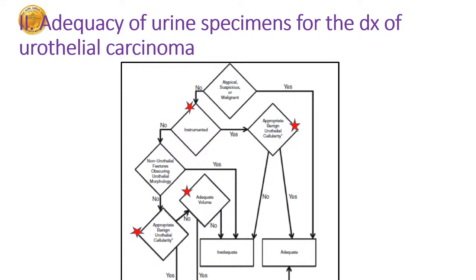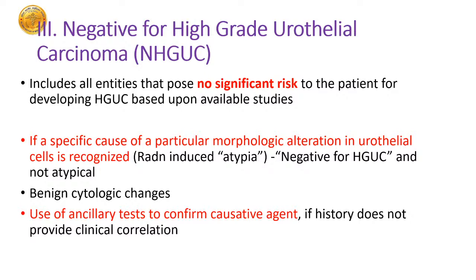So just highlighting the same, this is an algorithm which says that if you have atypical, suspicious or malignant cells, it automatically becomes an adequate sample. Then if you have an instrumented sample, if you have appropriate benign urothelial cellularity, it becomes adequate. And if you don't have it, that is, if you don't have 2 urothelial cells per 10 HPF, or you have less than 2600 cells, it becomes inadequate. Similar for adequate volume. If the volume is not adequate and you don't get adequate cellularity, you say it is inadequate. So this is just an algorithm of the adequacy of the urothelial carcinoma urine. Next slide, please.